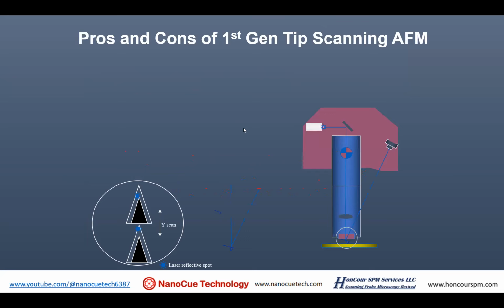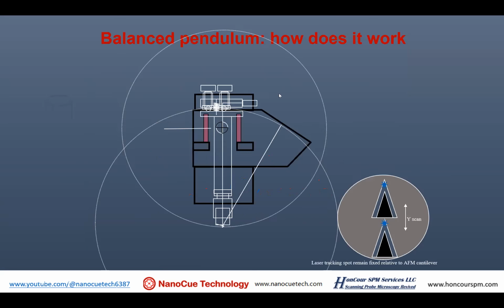Let me recap a little bit of what we've done. The Agilent 5500 is a tip scan instrument. And then let's see, go forward.